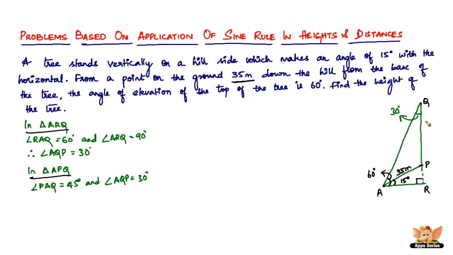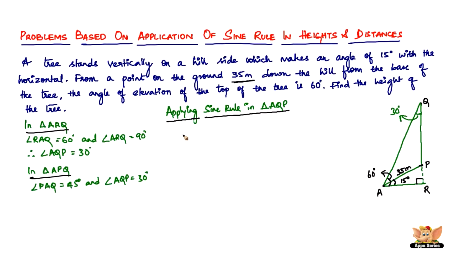So now what do we need? We need the height of the tree, which is PQ, right? So we need to use the sine rule in a triangle which contains PQ and not anything else. We don't have to use the triangle AQR, definitely not, because in that we won't get QP. We will not be using APR. It's nowhere linked with QP. So what's linked with QP is triangle APQ. So now applying sine rule in triangle AQP. Alright.